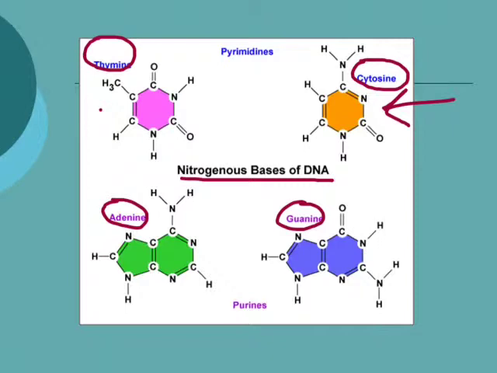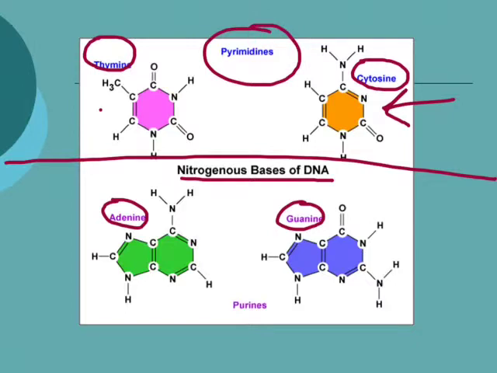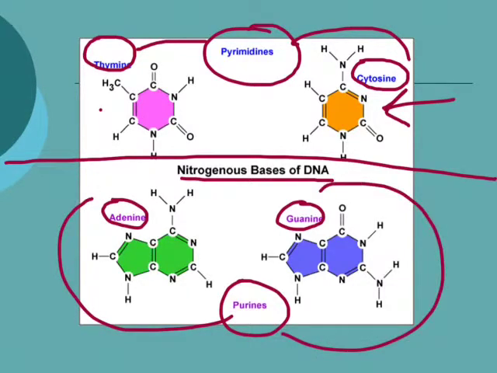But what I am going to make you do is differentiate between a pyrimidine and a purine. You're going to have to be able to tell me that thymine and cytosine are pyrimidines and that adenine and guanine are purines. And the easiest way to remember that is in DNA, your pyrimidines, let me get the eraser so that you can see the words better.